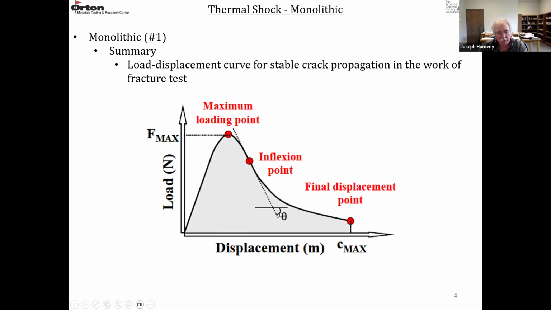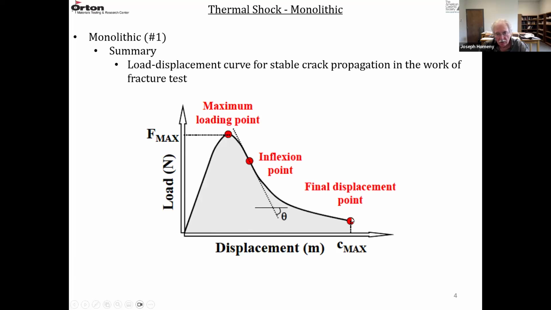this angle theta. So as this tail becomes longer and longer, more resistance to thermal shock or higher work of fracture, this tangent becomes less steep, and this angle becomes smaller. So the steeper this tangent is, the more brittle it is; the more shallow this slope becomes, the more, let's say, ductile it is.